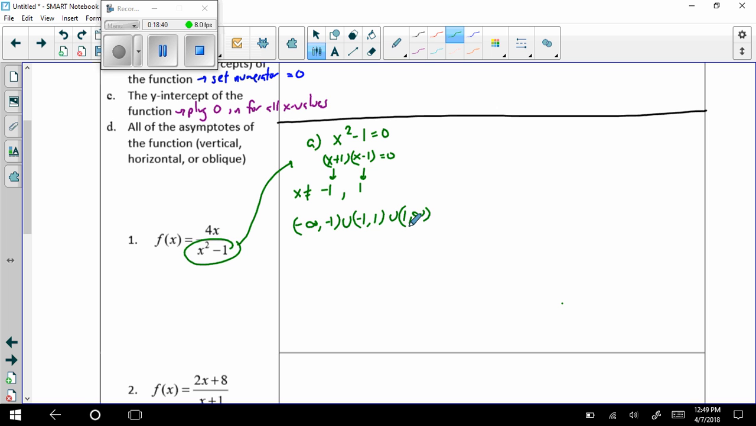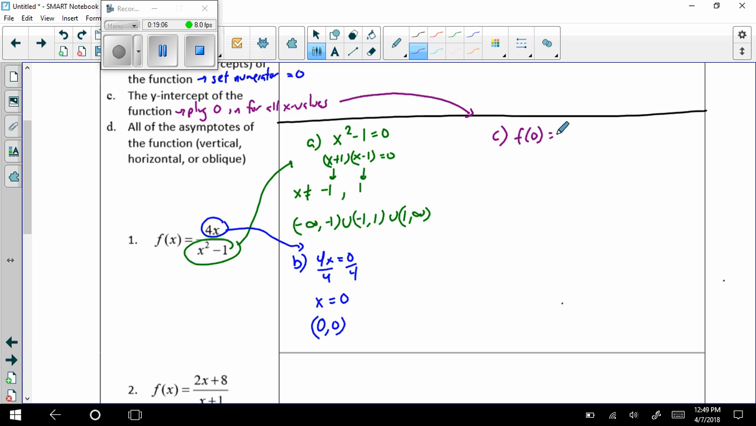Just a reminder. Next, we're looking for x-intercept, which says set the numerator equal to 0. So 4x equals 0, divide by 4, divide by 4, x equals 0. So my x-intercept is 0, 0. For C, plug in 0 for every x. So f of 0 equals 4 times 0, all over 0 squared minus 1, which is 0 over -1, which is 0. So my y-intercept is also 0, 0, which I hope you kind of knew, because if my x-intercept is 0, 0, well, that's my y value of 0 as well. But if you didn't, you just plugged and chugged.